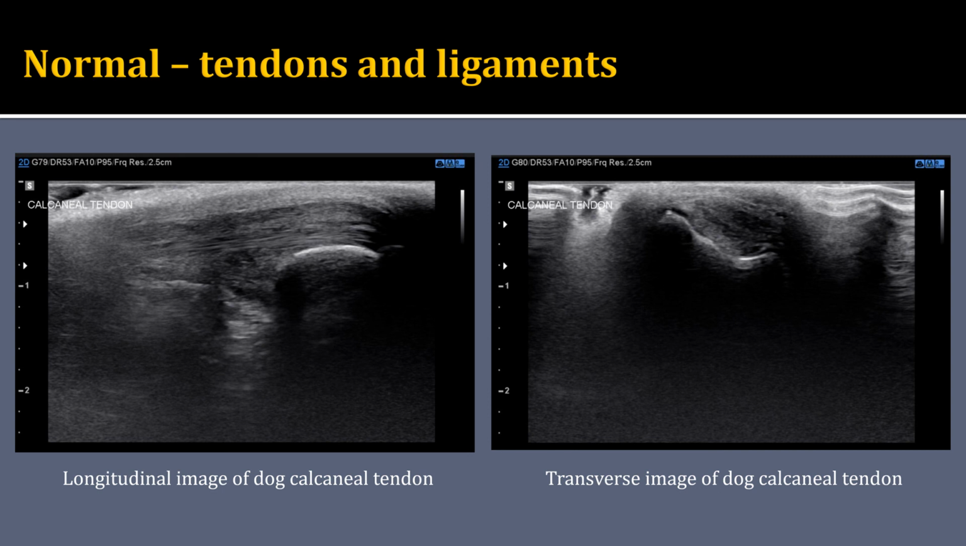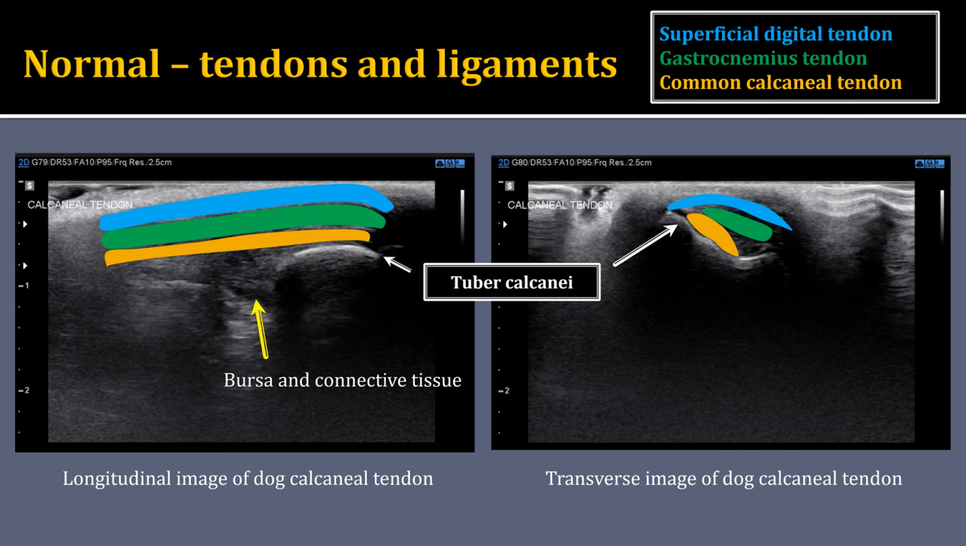Here are images of the dog calcaneal tendon, longitudinal image and transverse image. And the dog calcaneal tendon has more components that we can outline here. We can see the superficial digital tendon, the gastrocnemius tendon, and the common calcaneal tendon components. And then on this longitudinal image, we'll also see a little bit of bursa and connective tissue. The fluid in the bursa will generally be anechoic, and the connective tissue will be moderately echogenic.